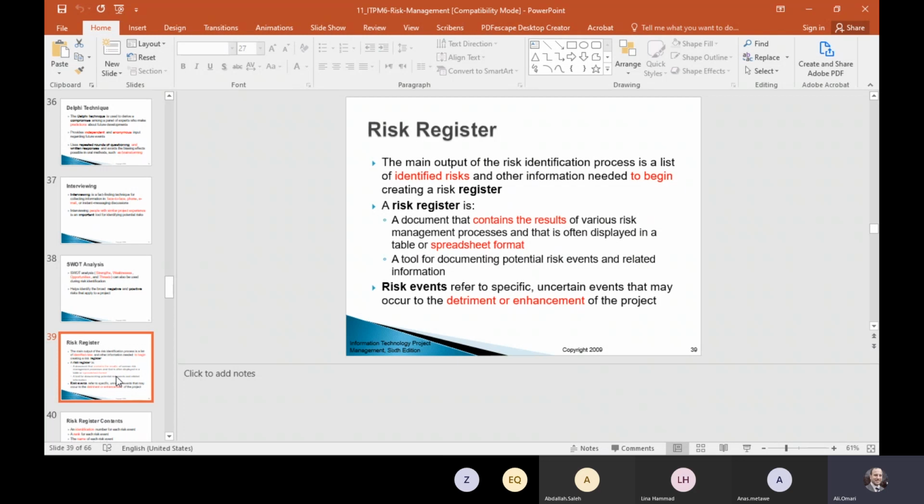So the risk register is listing identified risks and all other information that is needed to list all the risks. The risk register is a document that contains the results of various risk management processes.